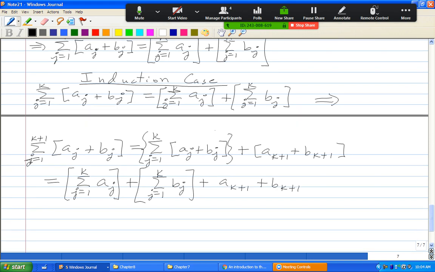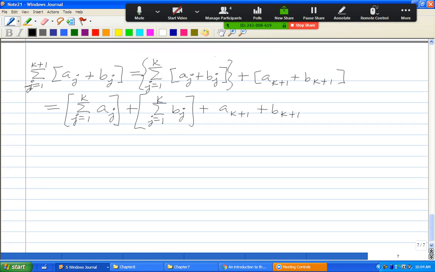So assuming that this is in a field, that all the a's and b's are in a field, this is equal to the sum j equaling 1 to k of a sub j plus a sub k plus 1. Just using the commutative property of addition.